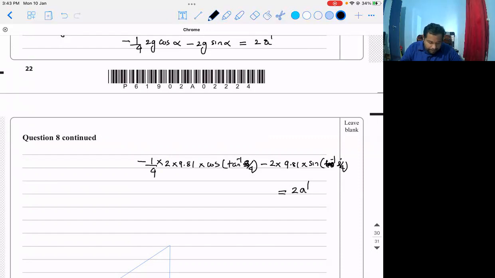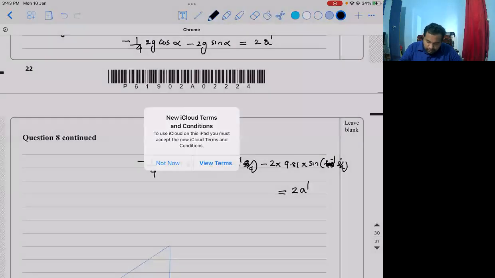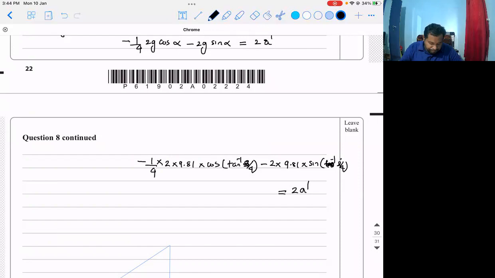Sine tan inverse 3/4. So you'll get minus 15.696 as 2 A dash. Therefore, A dash, the new acceleration is minus 7.85 meter per second square. So the new acceleration we got.